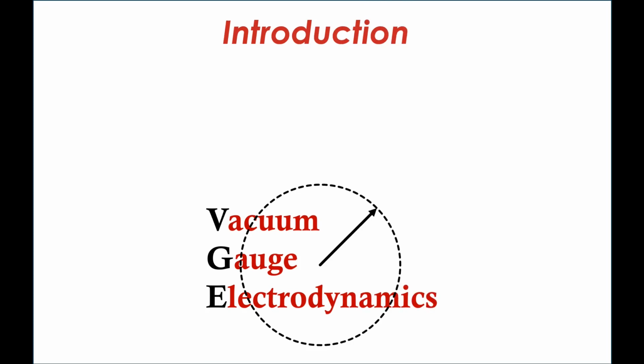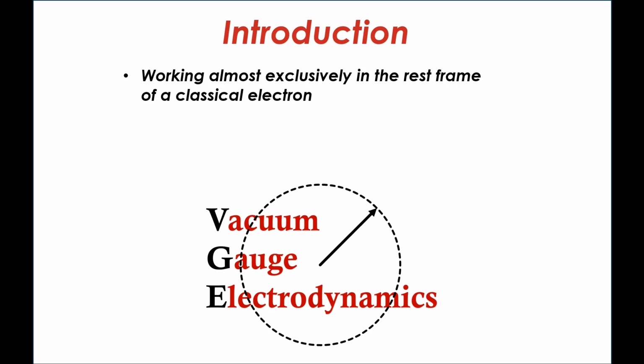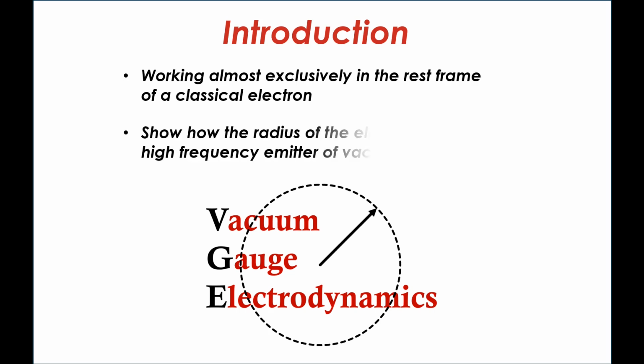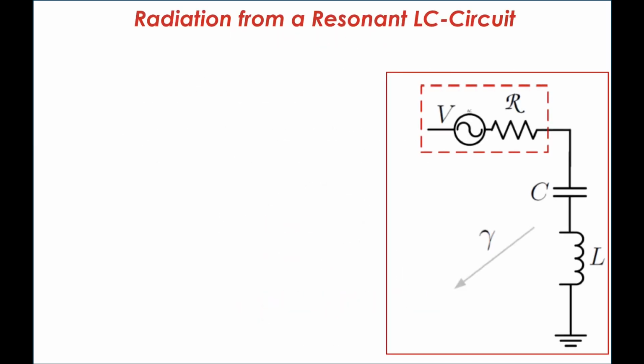In this short video, we will work almost exclusively in the rest frame. Our purpose is to show how the radius of the classical electron functions as an antenna capable of radiating high-frequency vacuum waves. Let's begin by reviewing the problem of an LC resonance circuit shown here.